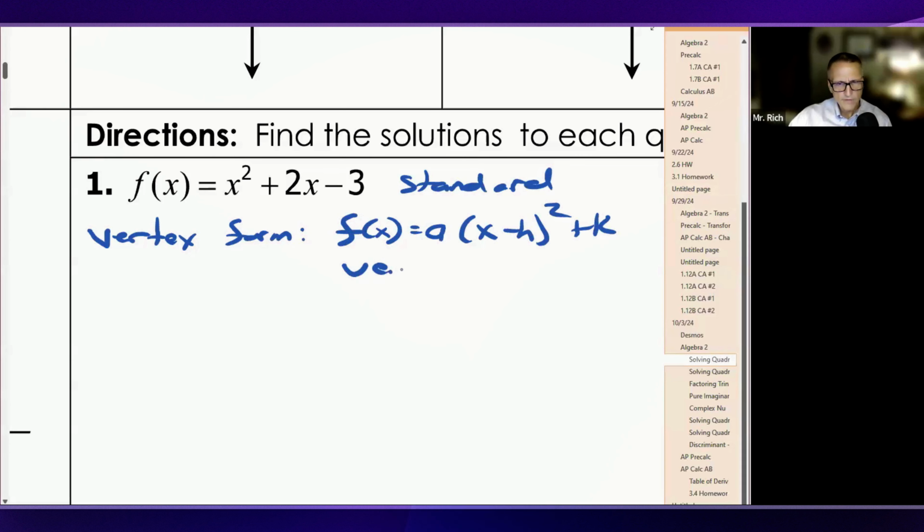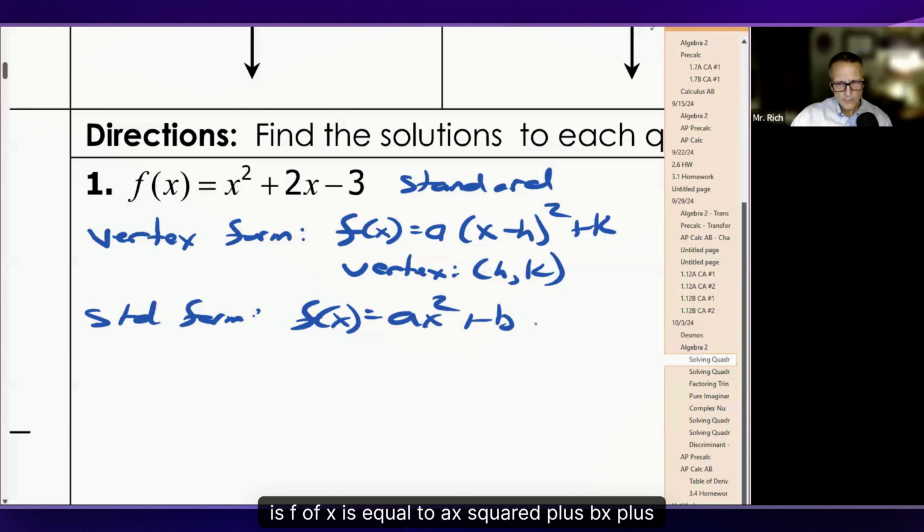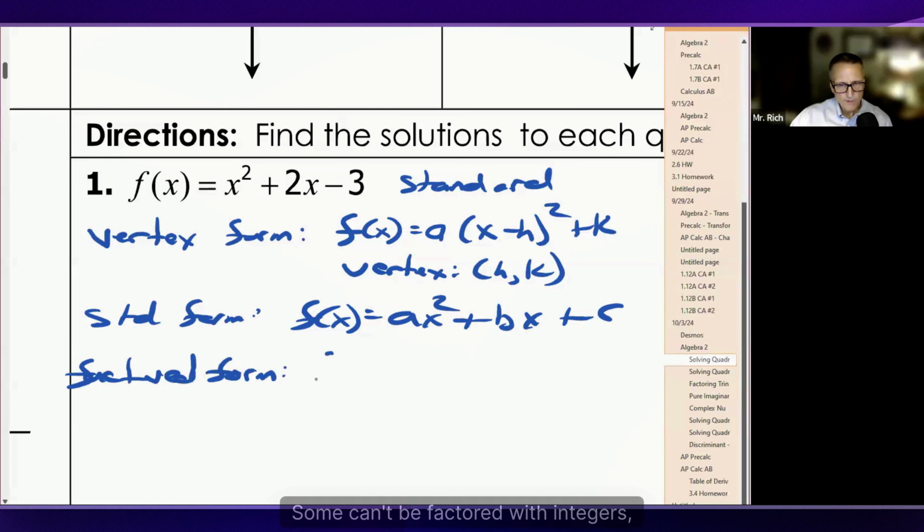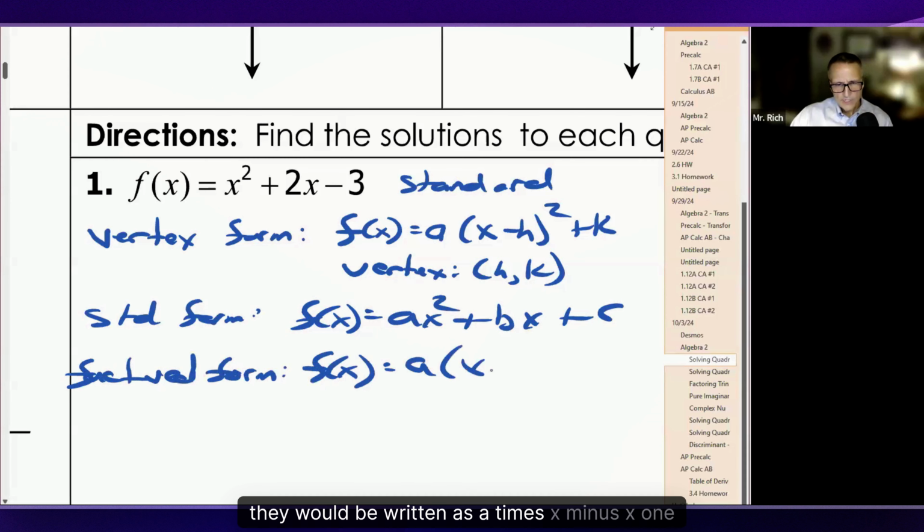Standard form, I'm going to write that out here. Right, standard form is f of x is equal to ax squared plus bx plus c. The third form that I was referring to is the factored form. Some are not easy to factor. Some can't be factored with integers, but if they can, they would be written as a times x minus x1 times x minus x2, where x1 and x2 would be the x-intercepts for the quadratic.